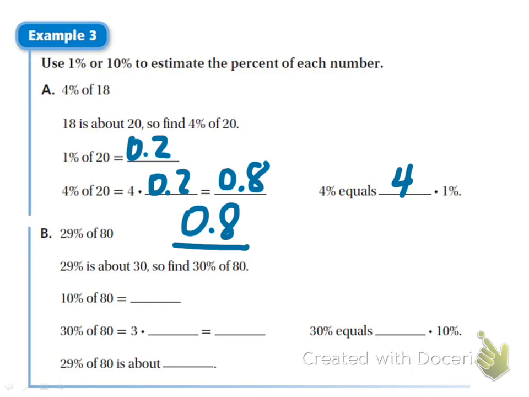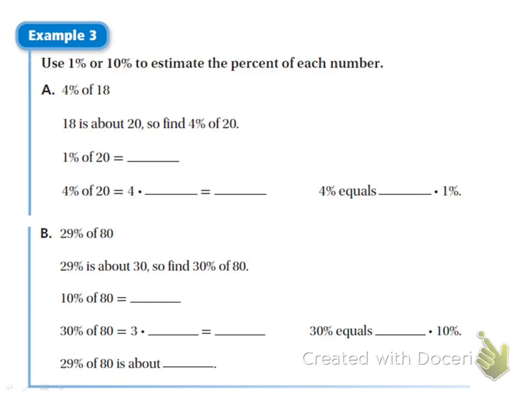Letter B, 29% of 80. 29% is about 30%. So let's find 30% of 80. So 10% of 80 would be 8. And then 3 times 8 is 24. So 3 times 10%. So then 29% of 80 is about 24. Okay, I'd like you to pause the video and do Check It Out number 3.